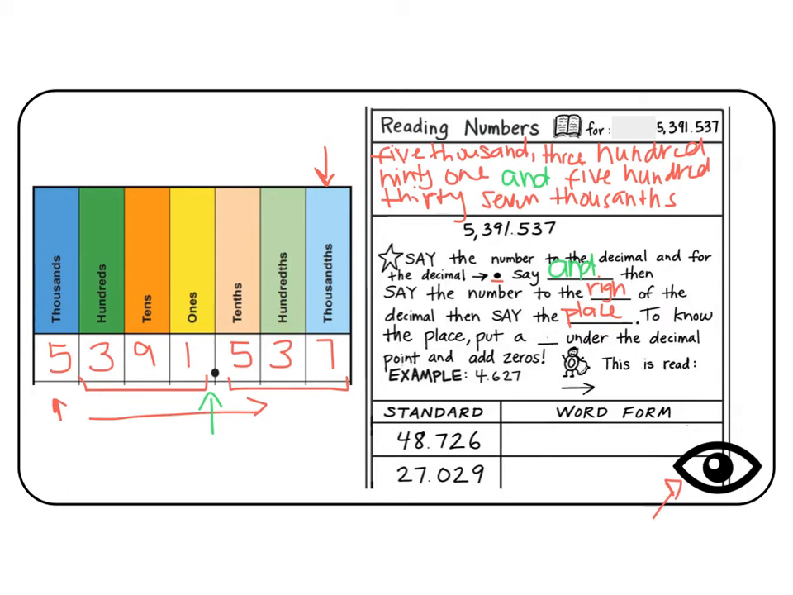To know the place value, we put a 1 under the decimal point. So here's our decimal point, and that tells us how to read the number. Let's go ahead and do these two numbers for practice. Here's our number. We say the numbers to the right of the decimal first. So we say 48.